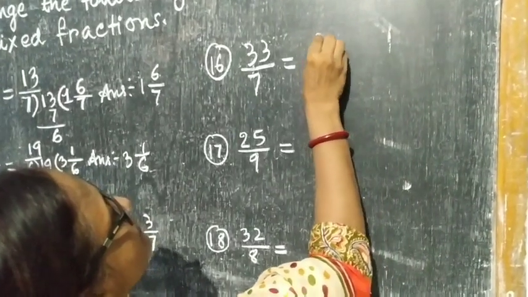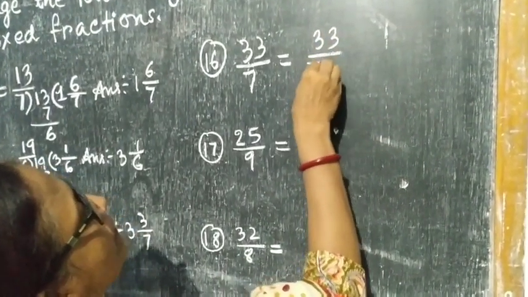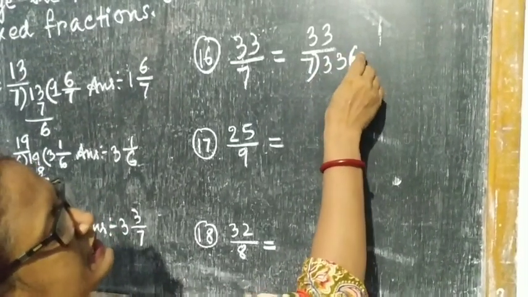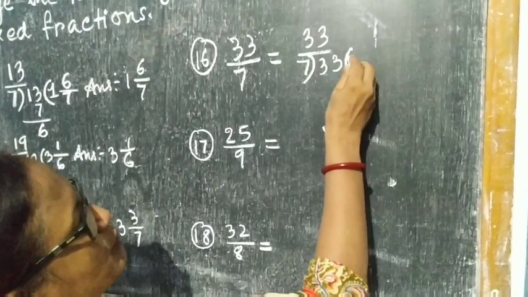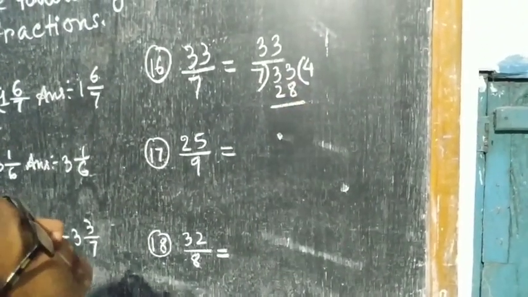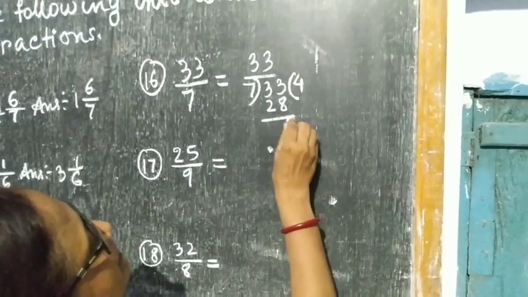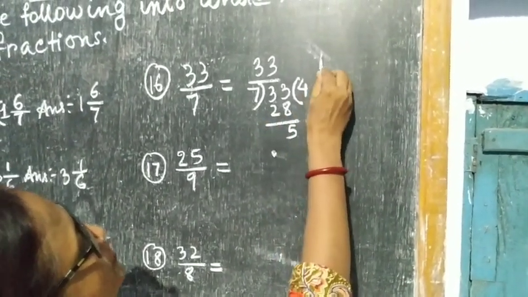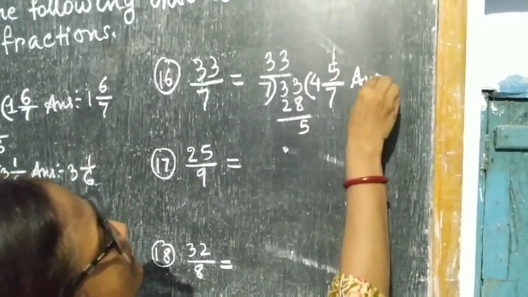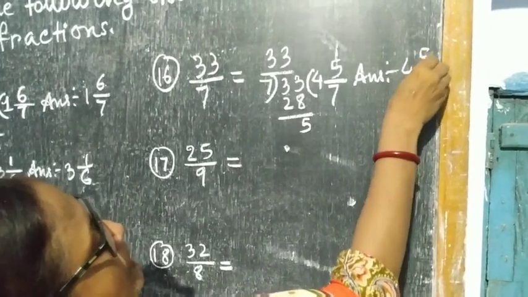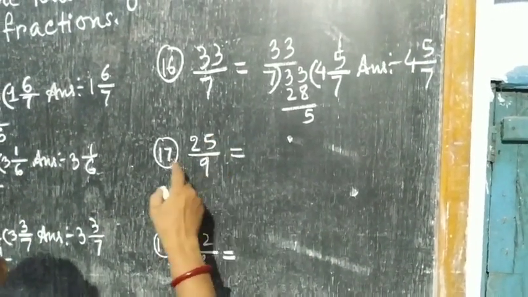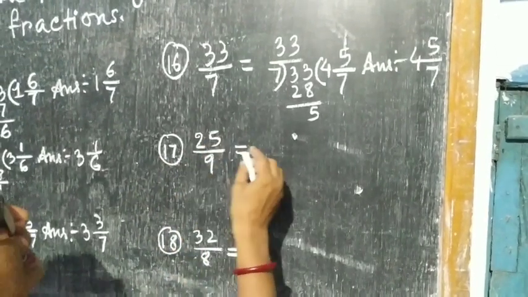Next, 33 by 7. Divide. 7 fours are 28, 7 fives are 35, so 35 is more. So 7 fours are 28. So 33 minus 28, 5. Now 3 minus 3 is 0. So 4, 5 by 7. So answer 4, 5 by 7.